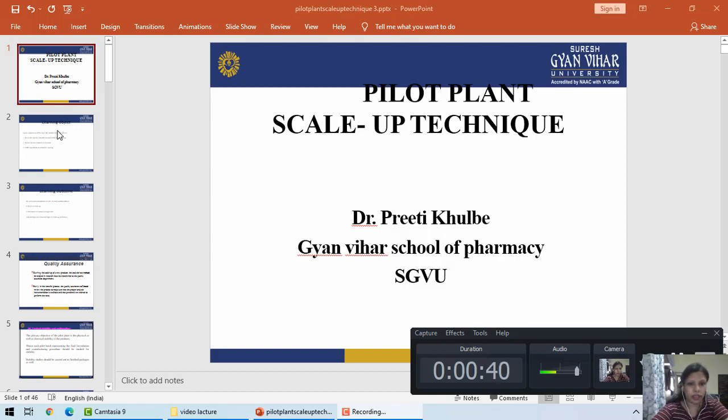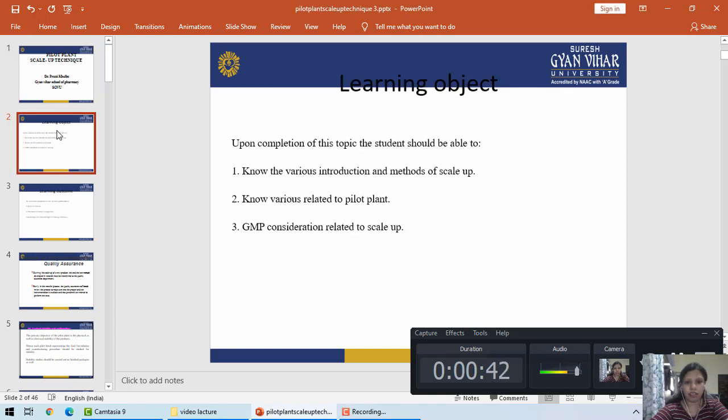The learning objective is that after completion of this unit, the students will be able to learn about the various methods of scale up, the general considerations, the introduction related to the scale up technique, the various aspects related to pilot plant scale up, as well as GMP considerations related to scale up, good manufacturing practices, and how good manufacturing practices are involved in scale up. This we will discuss in today's lecture.